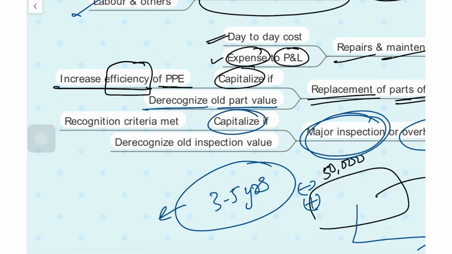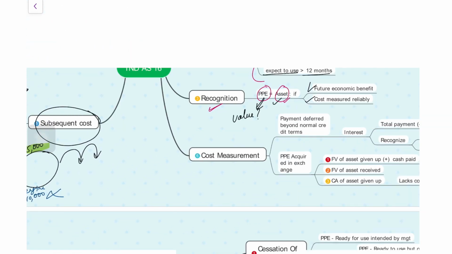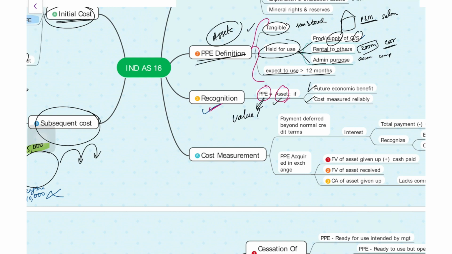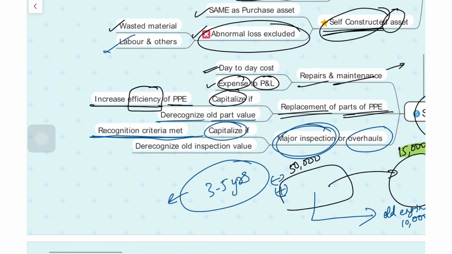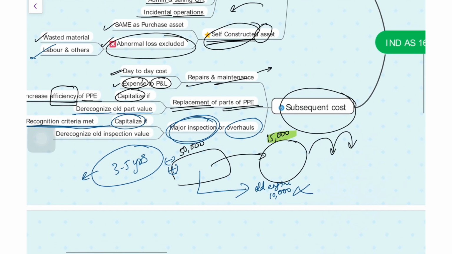You can capitalize this cost if the recognition criteria are met. Whatever recognition criteria we read for recognizing a cost, that is, you must get future economic benefits and the cost must be measured reliably, if those criteria are met, you can capitalize this major inspection cost. And when you are capitalizing this cost, remember to de-recognize the old inspection value.